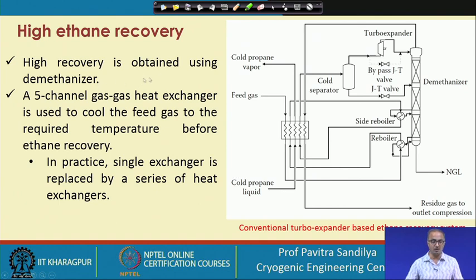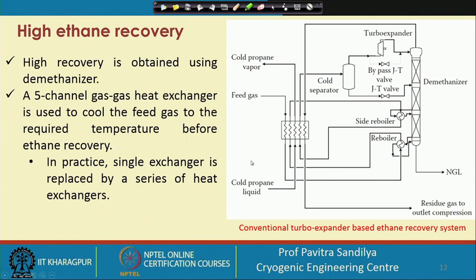Now, high recovery is obtained using a demethanizer. As we have seen, this is the conventional turbo expander based ethane recovery system. Here we have the demethanizer, from where we get this high ethane recovery, and here a 5-channel gas-gas heat exchanger is used to cool the feed gas to the required temperature before ethane recovery.